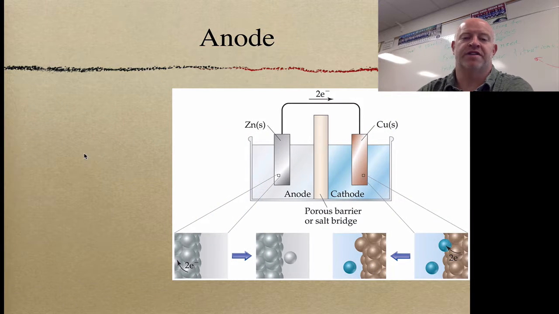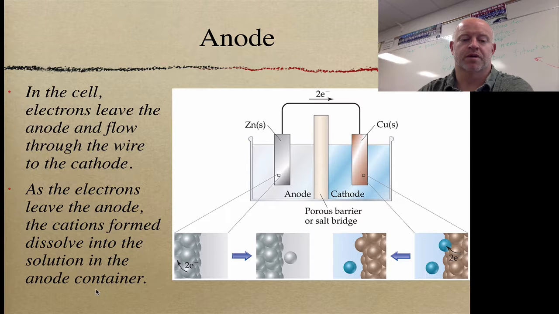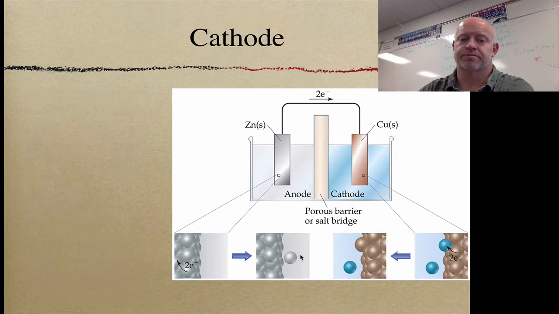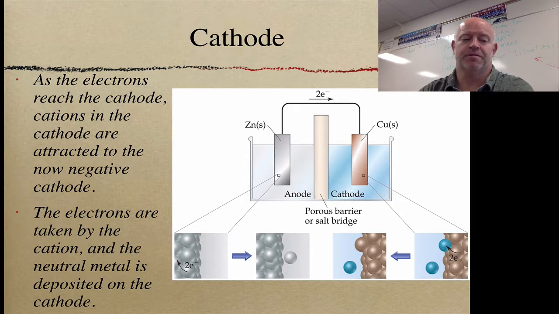Okay, reminders at the anode. What is special about the anode? Electrons leave the anode and flow through the wire to the cathode. As the electrons leave, the cations go here and they dissolve into ions. In our cathode, electrons are coming to them, so as a result, the ions actually attach and become solid. And that's our cathode side.